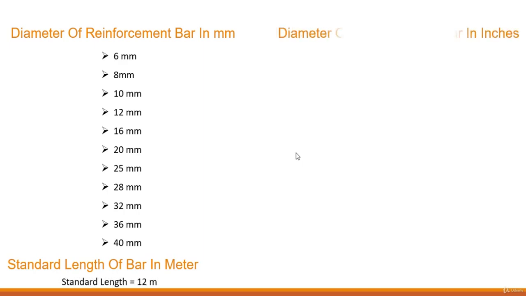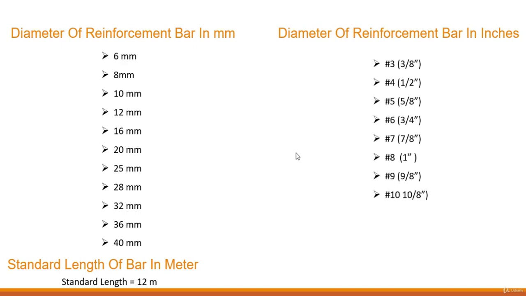In inches, the diameter of reinforcement bar is given as a number. 3 by 8 inch bar is called 3 number, 1 by 2 inch bar is called 4 number, 5 by 8 inch bar is called 5 number, 3 by 4 inch bar is called 6 number, 7 by 8 inch bar is called 7 number, 1 inch bar is called 8 number, 9 by 8 inch bar is called 9 number, likewise 10 by 8 inch bar is called 10 number.